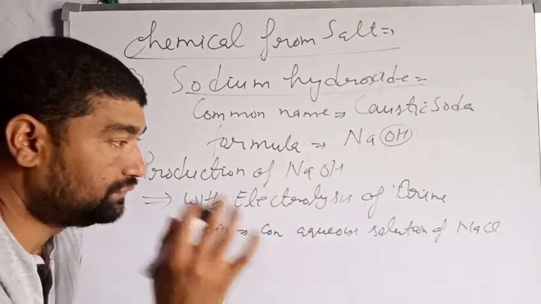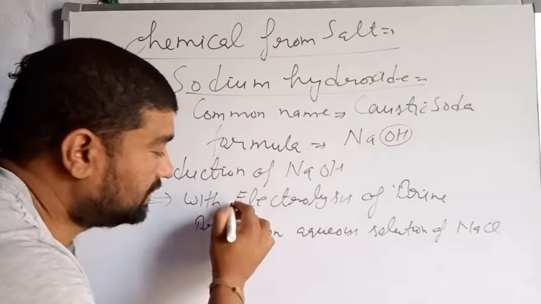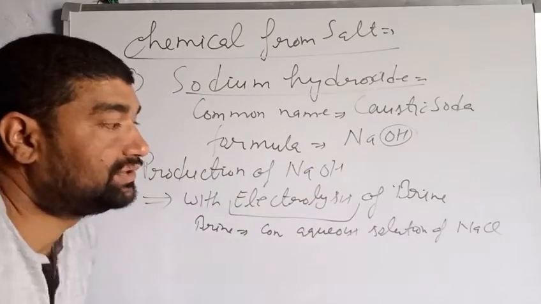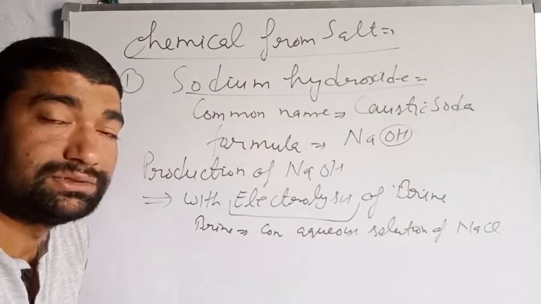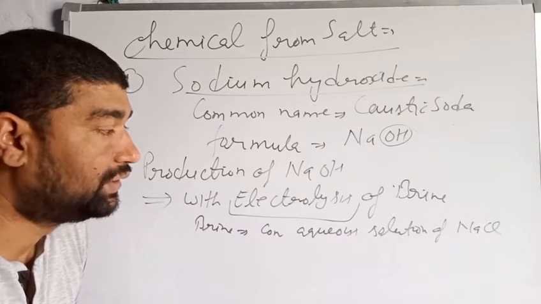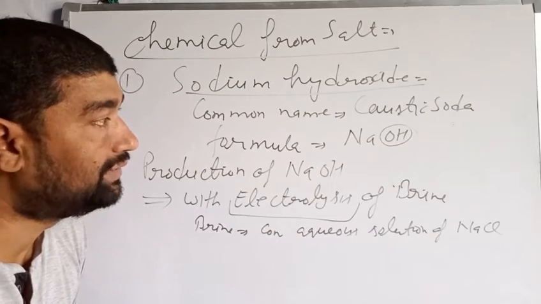Okay. So the electrolysis of NaCl will give you the caustic soda, that means NaOH. Let's see how we'll get it.